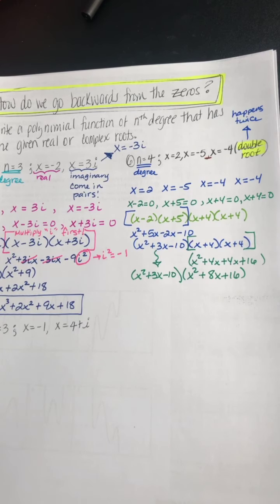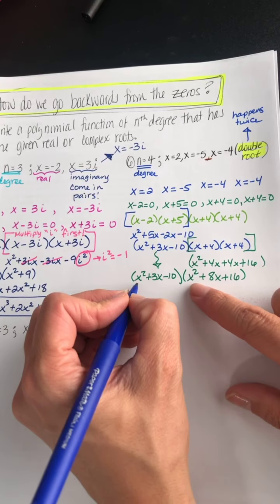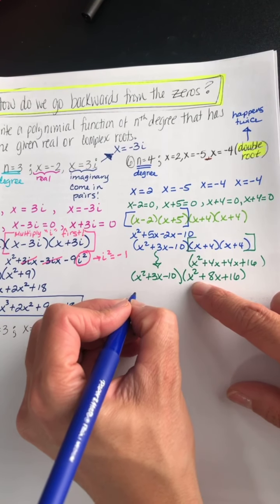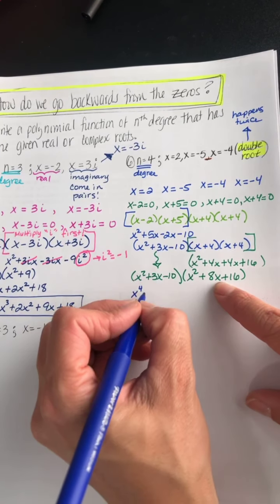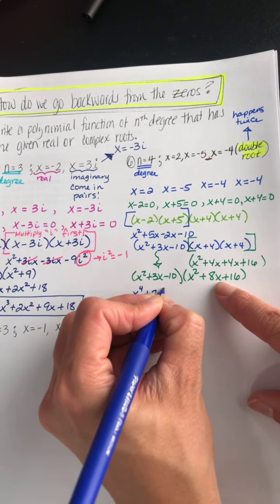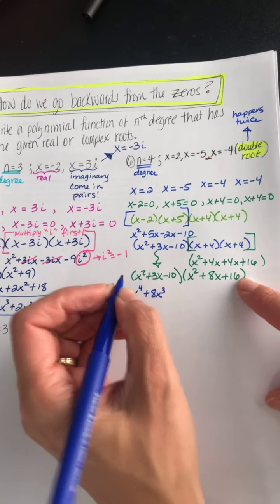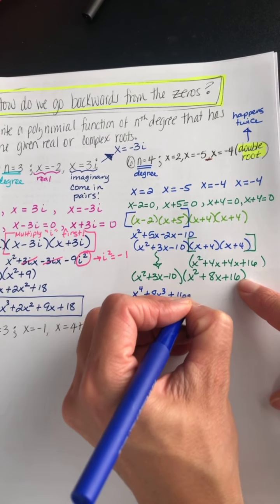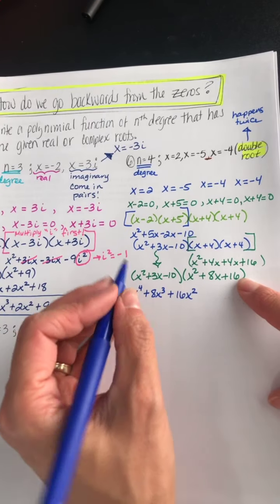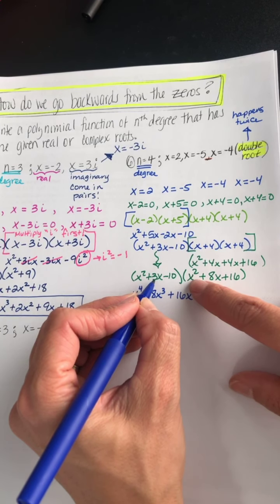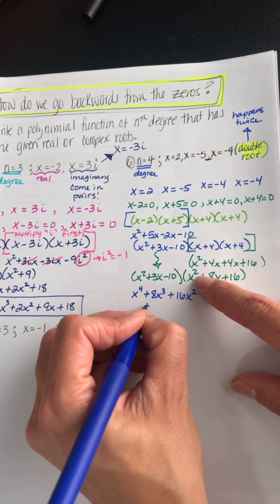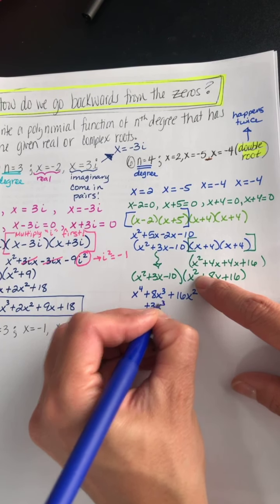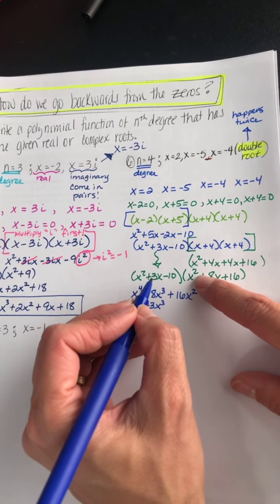Here's a good way to organize everything when you're foiling something like this. Let me show you. So x squared times x squared is x to the fourth. X squared times 8x is a positive 8x cubed. X squared times 16 is a positive 16x squared. Now I have to start with the 3x. 3x times x squared is a 3x cubed, and I'm going to write it underneath the x cubed term I already have to kind of group them together.